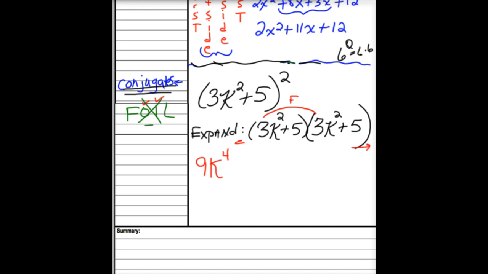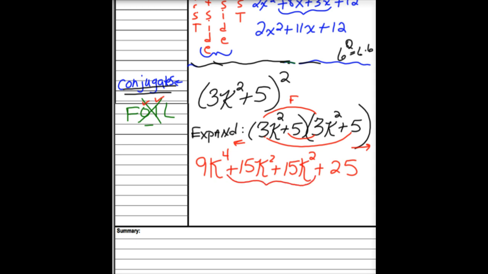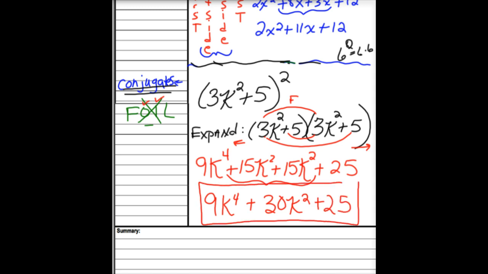I then head to the outsides and I multiply 3k squared times 5, which gives me 15k squared. I then head to the inside and do 5 times 3k squared, which gives me another 15k squared. And then I head to the last and I make sure I multiply them and not add them. 5 times 5 is 25. Now I've got my like terms. 15 of those plus 15 more of those gives me 30 of those. So I have 9k to the 4th plus 30k squared plus 25. I put it in a box and I call it good.